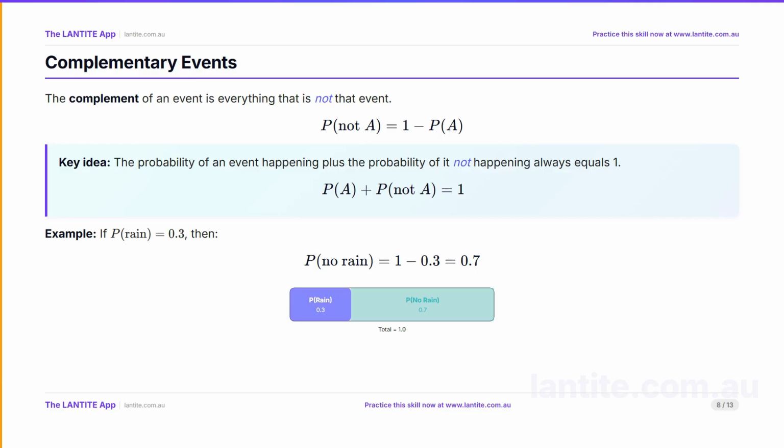Complementary events are a powerful shortcut. The complement of an event is everything that is not that event. The probability of an event plus the probability of its complement always equals 1. So if the probability of rain is 0.3, then the probability of no rain is 1 minus 0.3, which is 0.7. This is useful when it is easier to calculate the probability of something not happening and then subtract from 1.